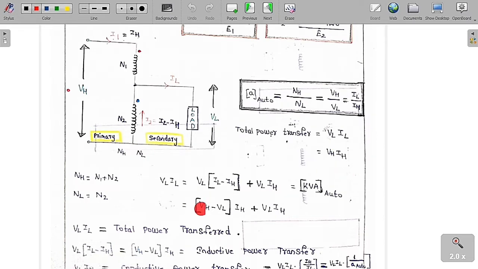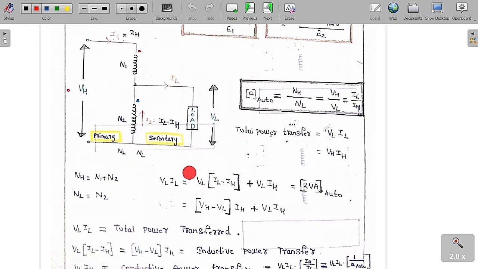Then I can split this VL into IL into two parts, which is VL into (IL minus IH) plus VL into IH. If you add these two terms, you still get VL into IL. Or we can say (VH minus VL) into IH plus VL into IH. By this also you get the same result, finally VH into IH. So VH into IH is equal to VL into IL. You can write it in either format and you get the same result.